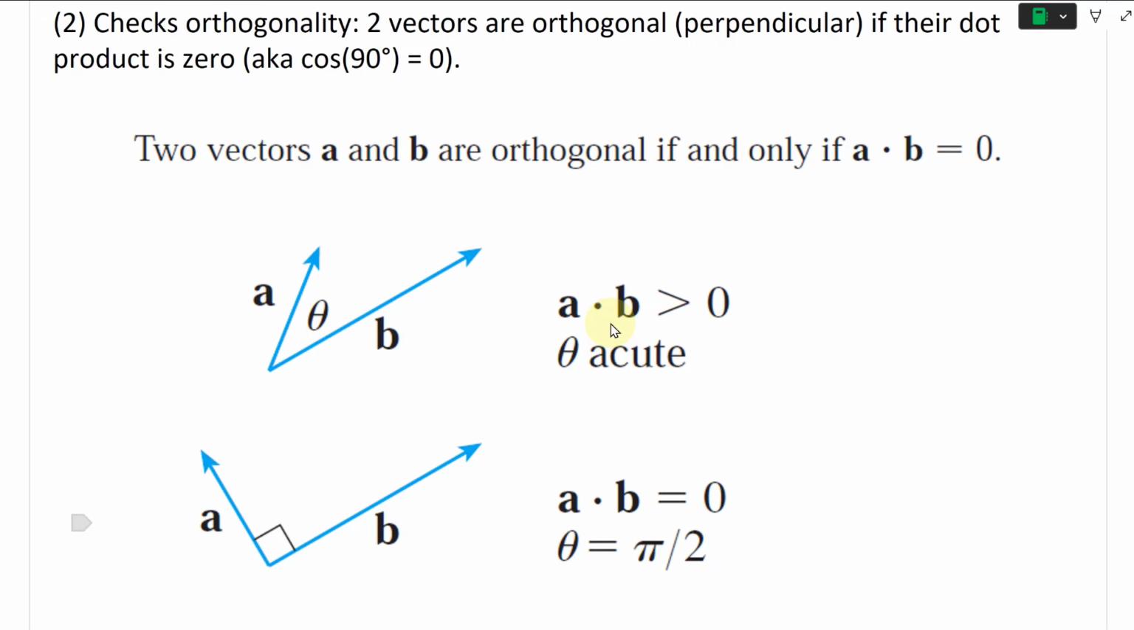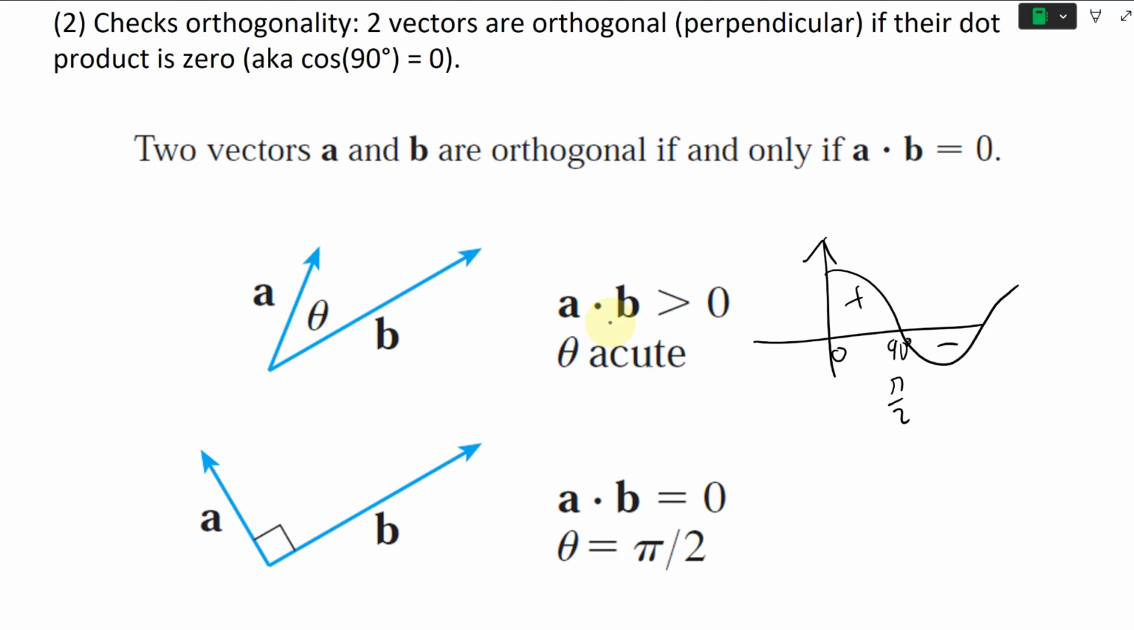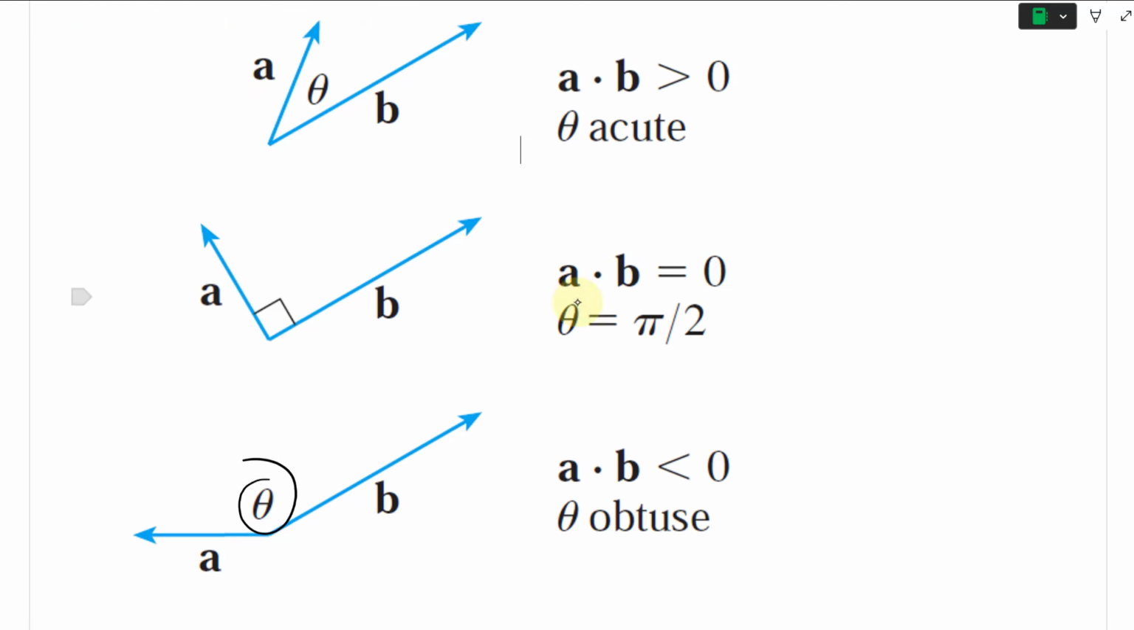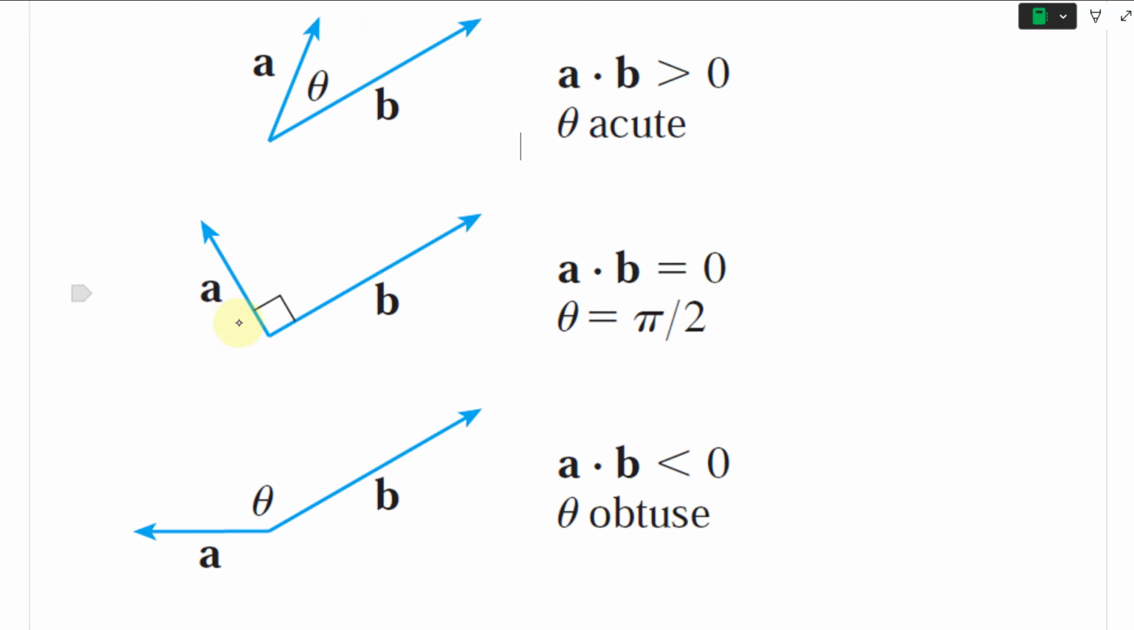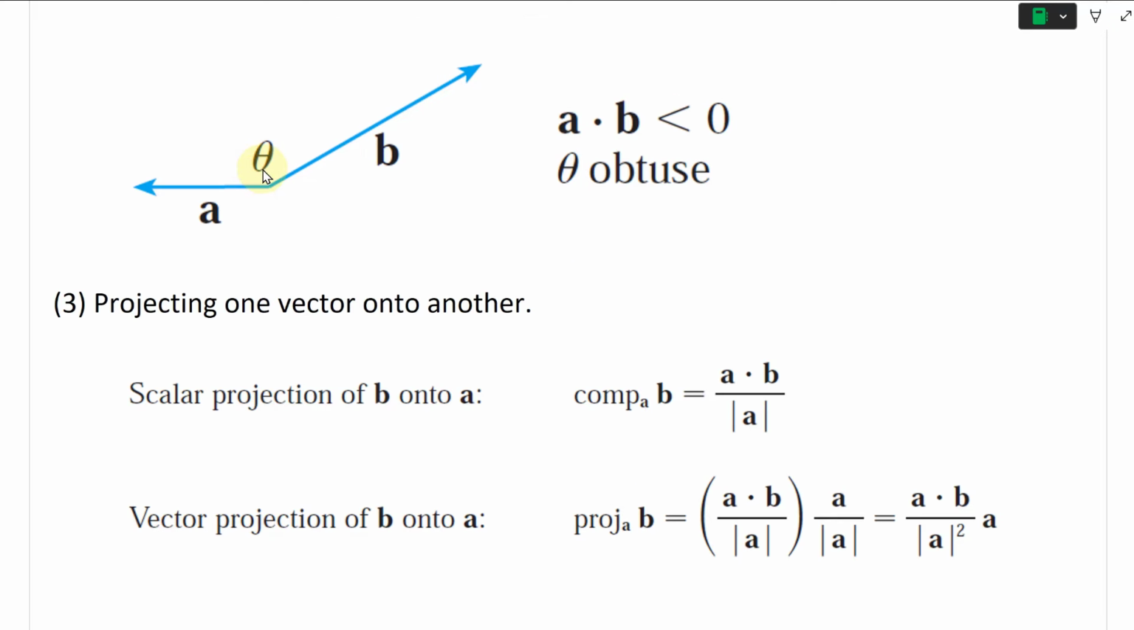And we can see this again based on the cosine. Remember the cosine looks like that. It is positive between 0 and 90 degrees, or pi over 2, and then it goes negative after that. So when the angle is small, A dot B has to be positive, because cosine is positive. And when it's past 90 degrees, it's going to be obtuse, in other words angles bigger than 90 degrees.